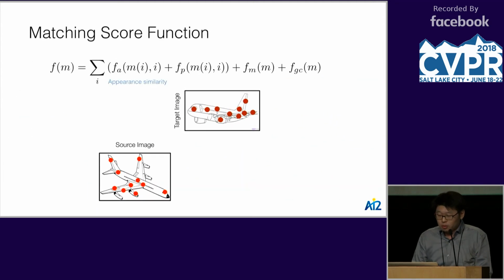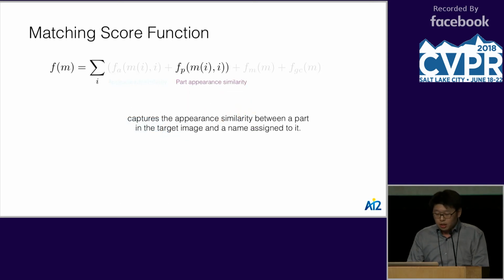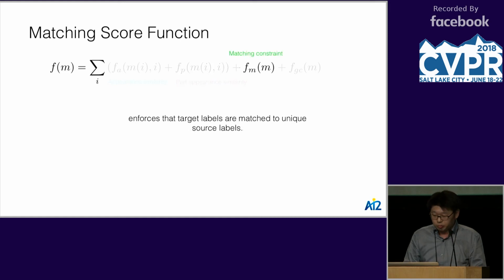The first term in the matching scoring function computes appearance similarity of source parts and target parts. This is a local appearance similarity between a part in the source image and one in the target image. The second term is part appearance similarity. It captures the similarity between a part appearance in the target image and the name assigned to it.